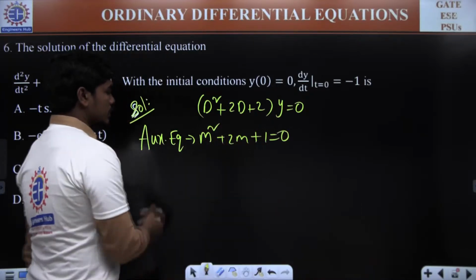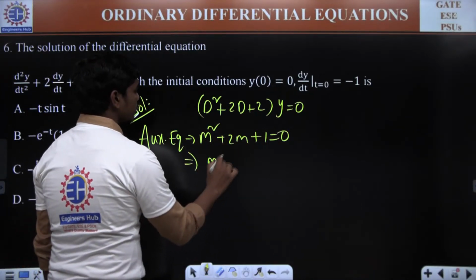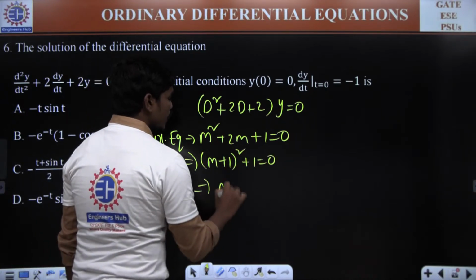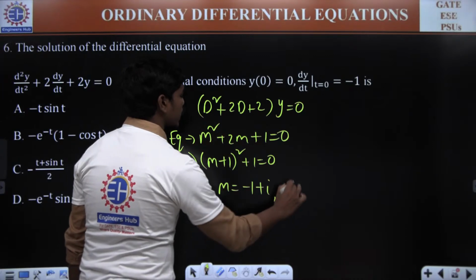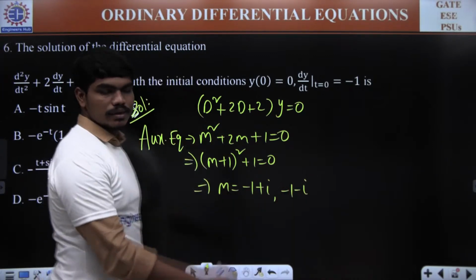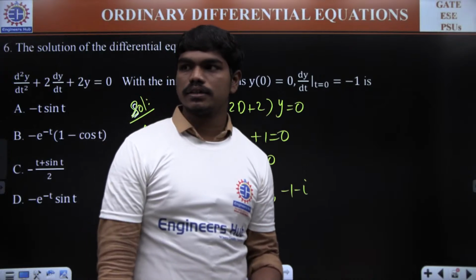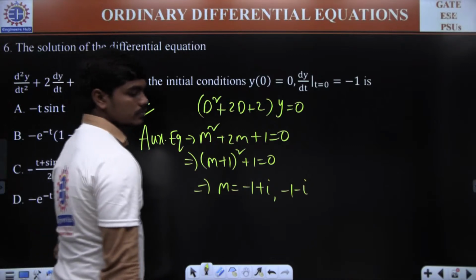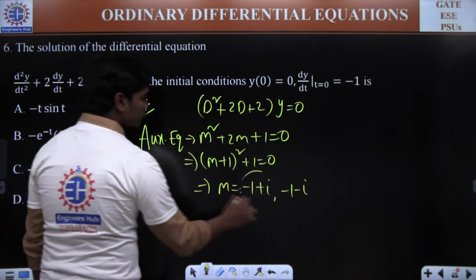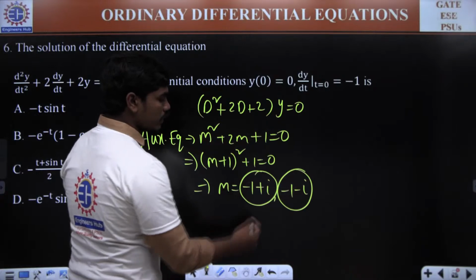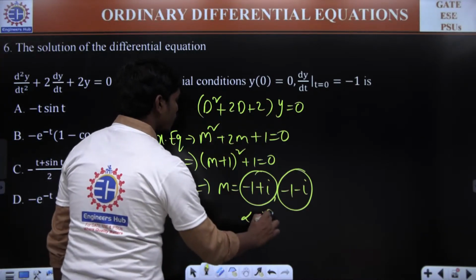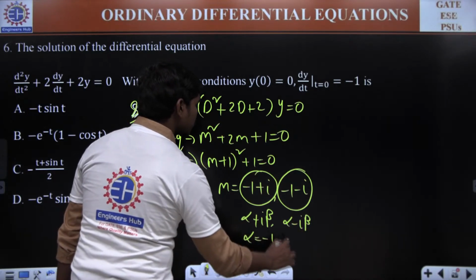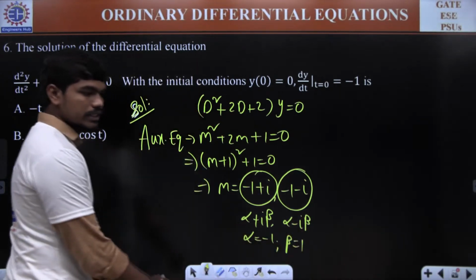Now let us try to solve these equations. It's obvious the roots of this equation will be, since this is m plus 1 whole square plus 1 is equal to 0, m is equal to minus 1 plus i and minus 1 minus i. Correct? You know i is nothing but square root of minus 1, which is obtained when you take the square root of any negative number. So these are the two roots, minus 1 plus i and minus 1 minus i. This is alpha plus i beta form, and definitely this is alpha minus i beta form with alpha equal to minus 1 and beta equal to 1. So can you write the solution of this equation?